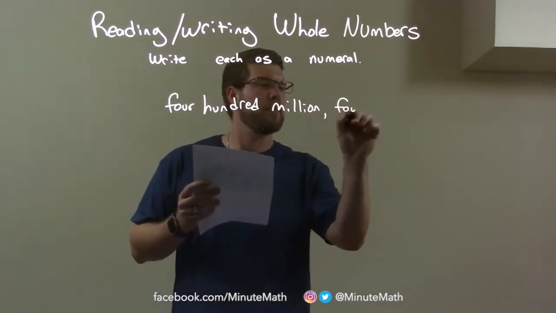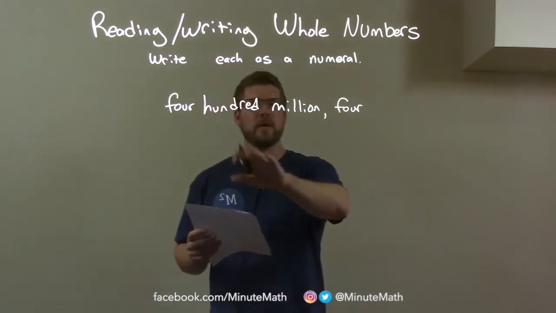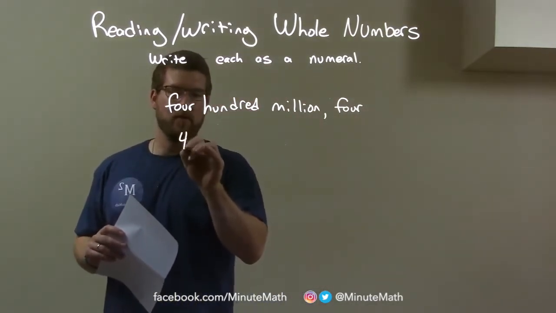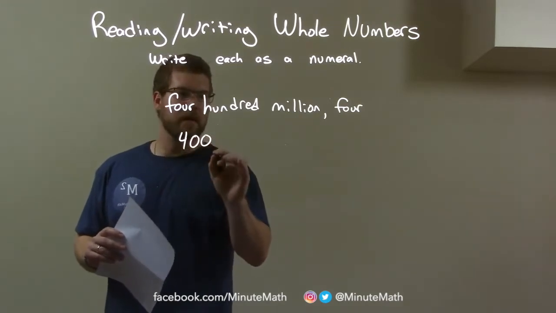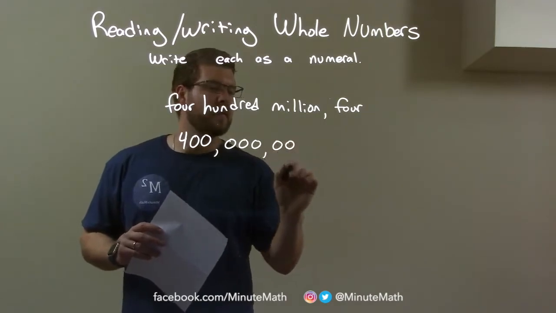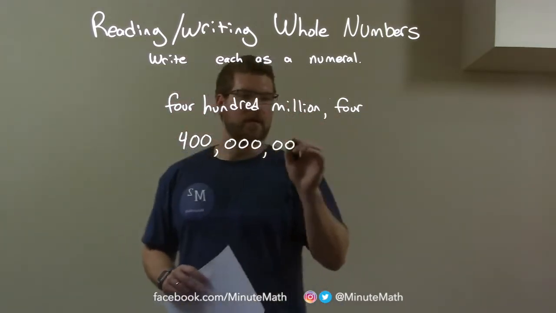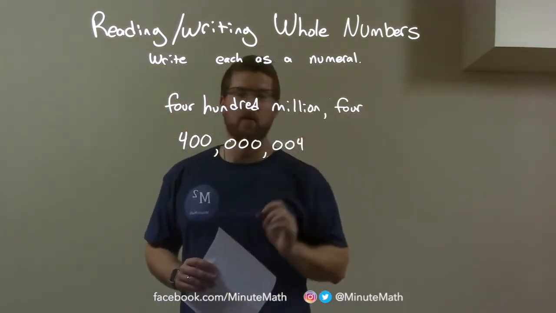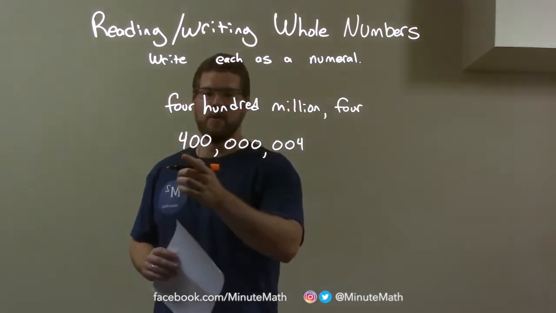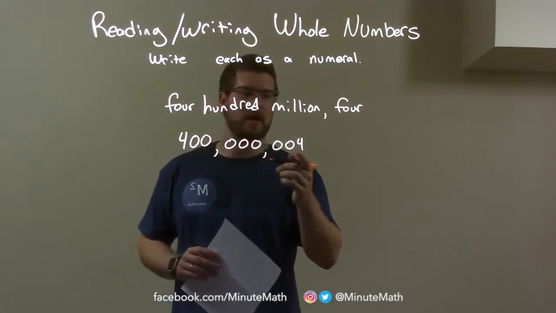400,000,004. Well, first the 400, but that's 400,000,000. So we're going to have a whole bunch of zeros, a total of 6 afterwards. But when we get to the end, where the 4 is, the last number 4, it's in the ones place right there. And there we have our answer: 400,000,004.